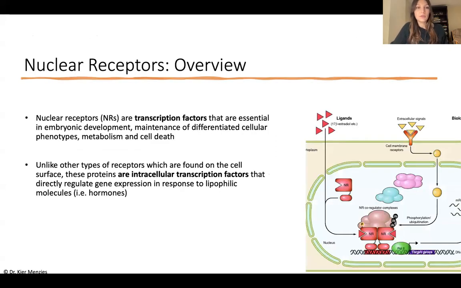So just an overview of nuclear receptors. These are transcription factors that are essential in many activities in the body, including embryonic development, maintenance of differentiated cellular phenotypes, metabolism, and cell death. Unlike other types of receptors, which may be found on the cell surface, these proteins are intracellular transcription factors that can directly regulate how genes are expressed in response to lipophilic molecules, such as hormones.